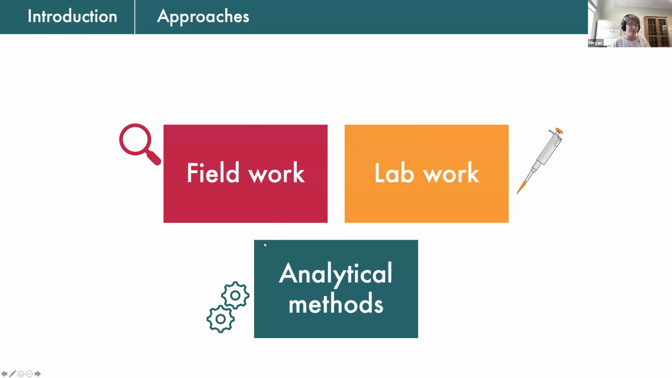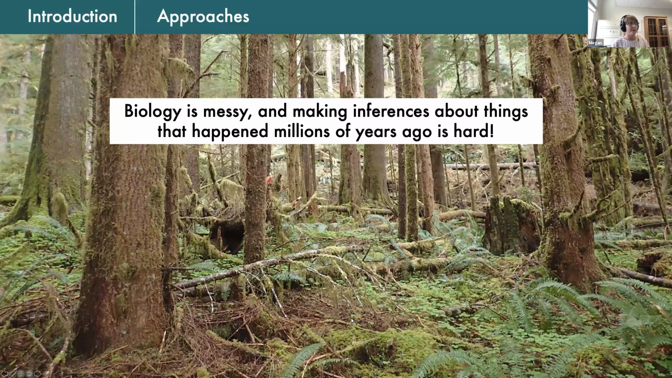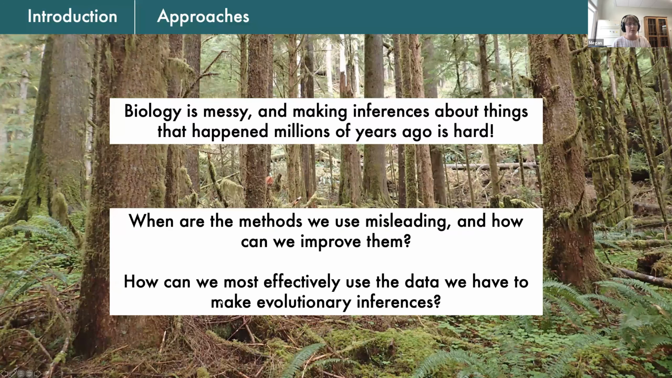And in my lab, we use a combination of field work, lab work, and analytical methods to ask these questions. But today I'm going to be focusing mostly on analytical methods because this is what I've been thinking about a lot in the last couple of years. And so I think one of the most important things here is that biology is extremely messy, and trying to make inferences about things that happened millions of years ago is incredibly difficult. And so a lot of the work in my lab tries to understand when the methods we use can be misleading and how we can improve them, and also how we can most effectively use the data that we have to make accurate evolutionary inferences.